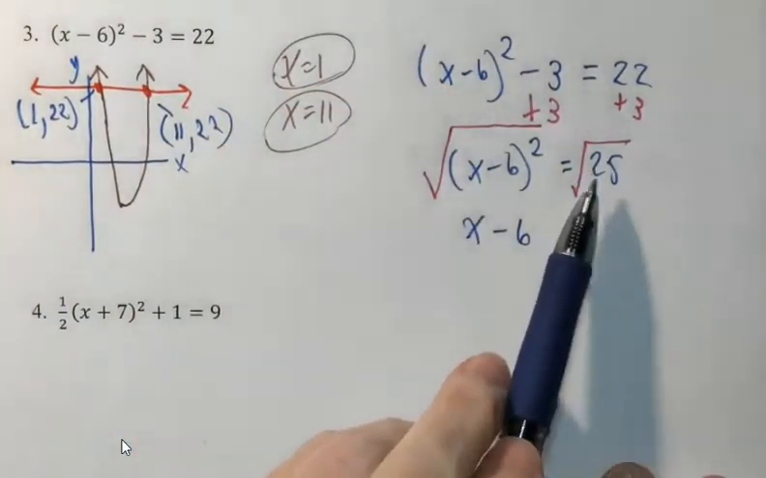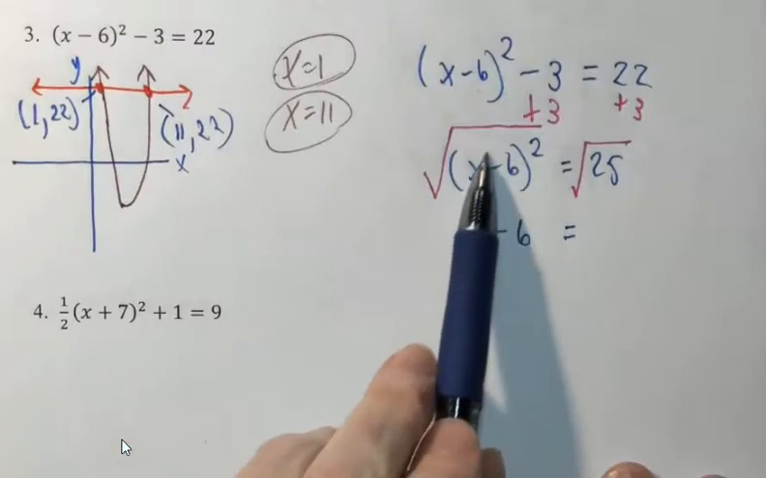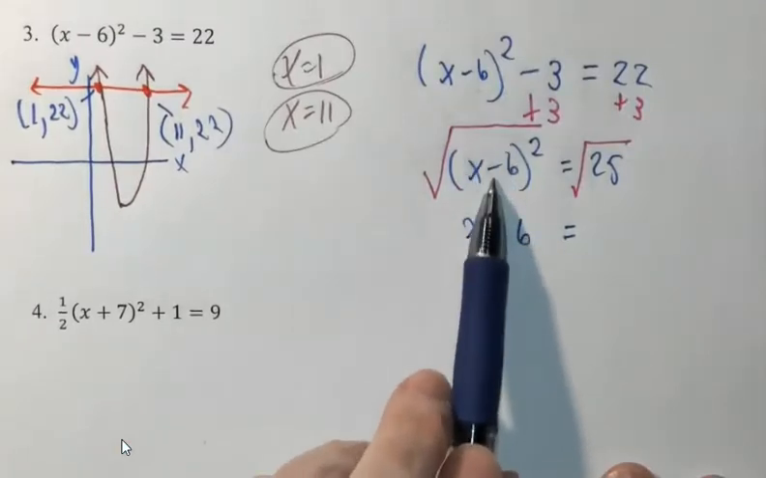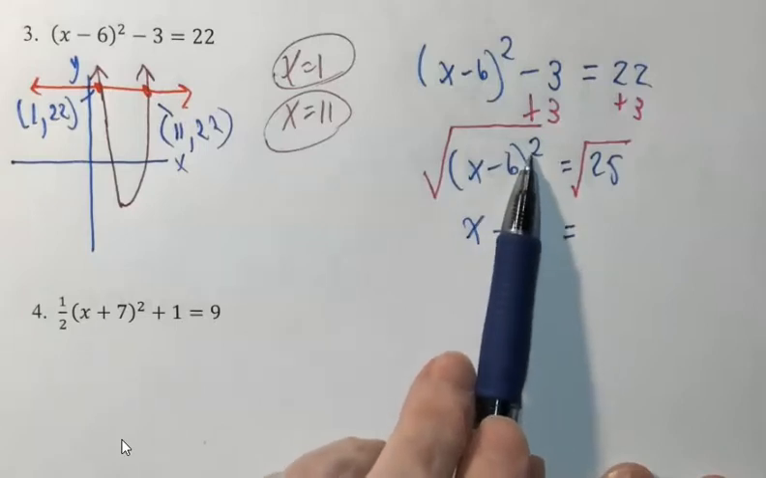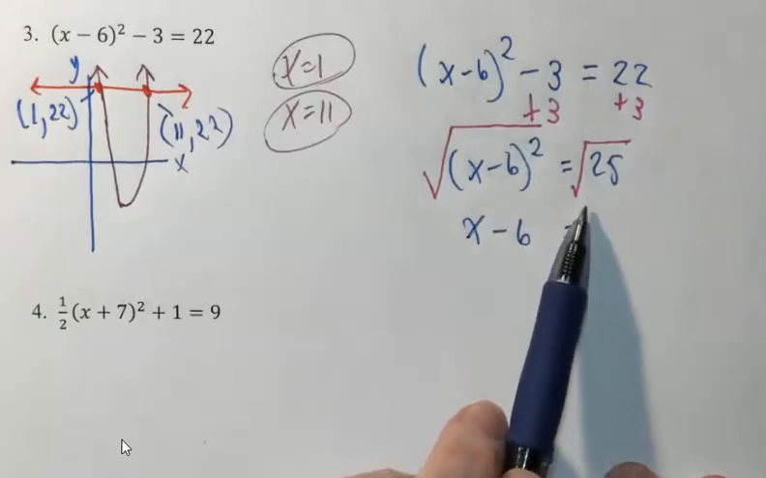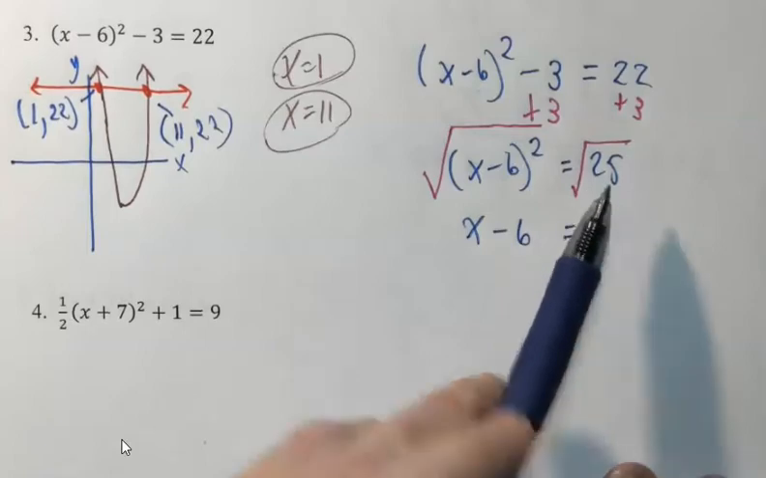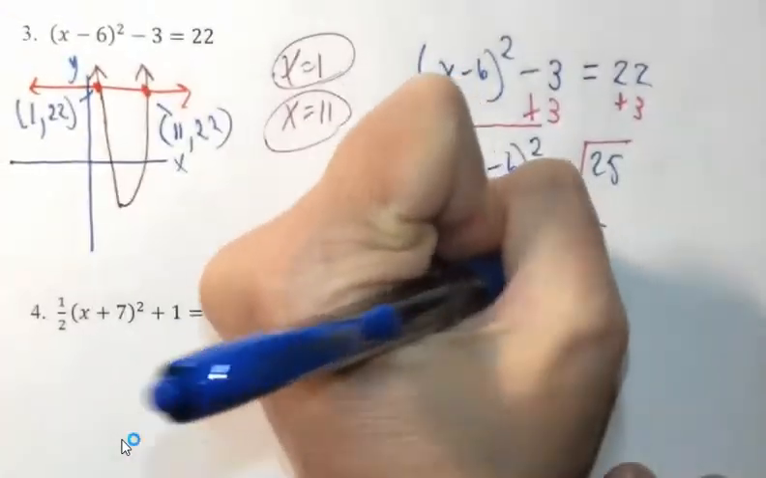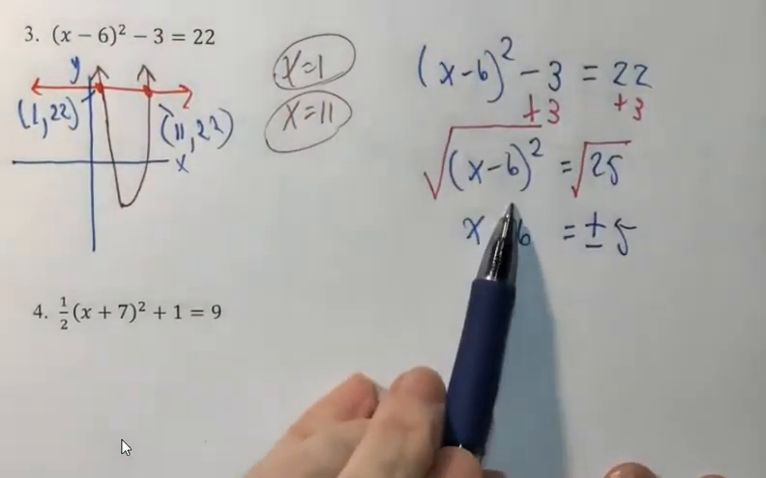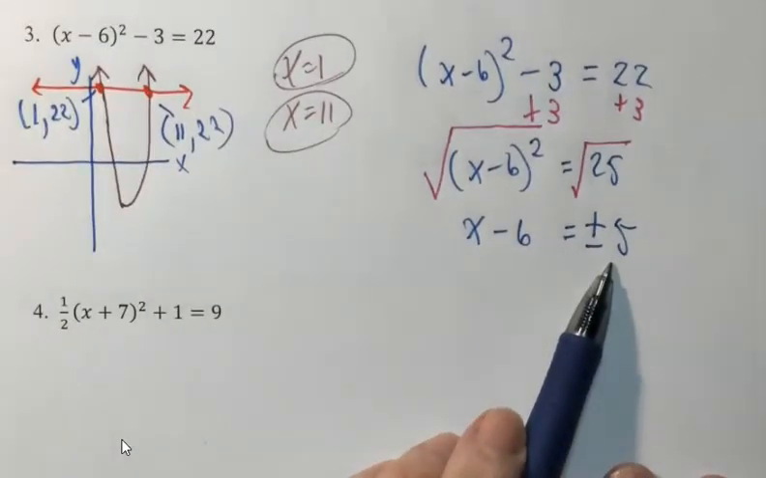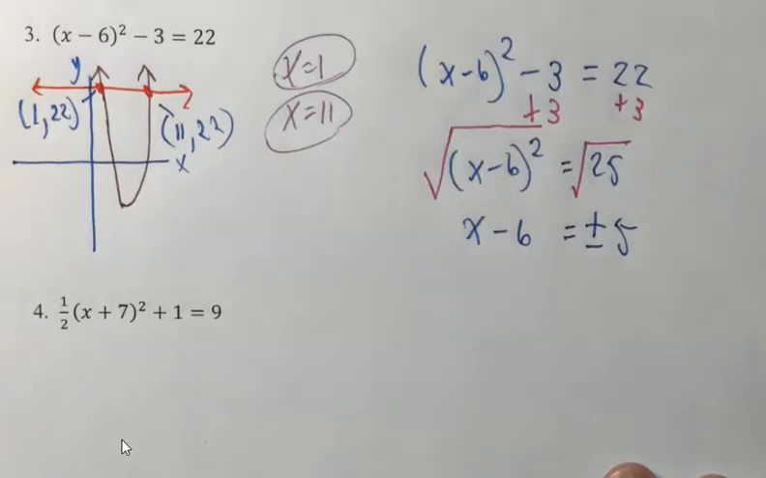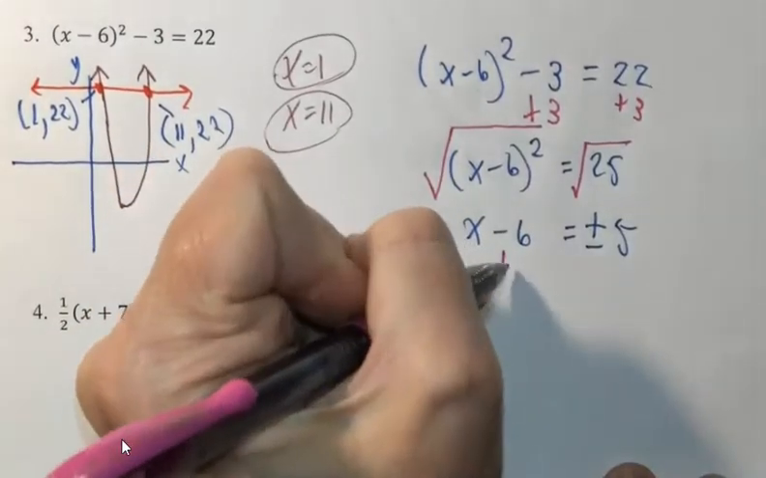Now on the right side, this is really important. We have to remember, we do not know if the number inside here was positive or negative because we squared it. And when you square something, it always comes out positive. So to fix that, we have to put a positive or a negative 5 over here. Because this quantity inside there could have been a positive 5 or it could have been a negative 5. We don't know. All right, next step is to add our 6 to both sides.